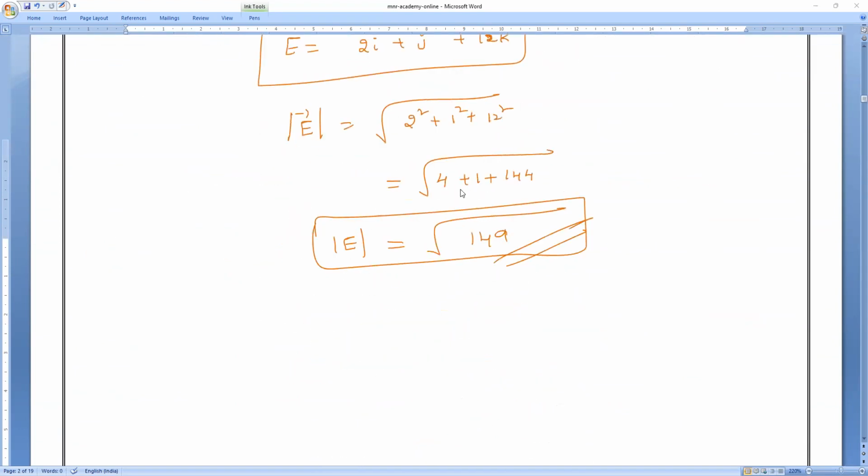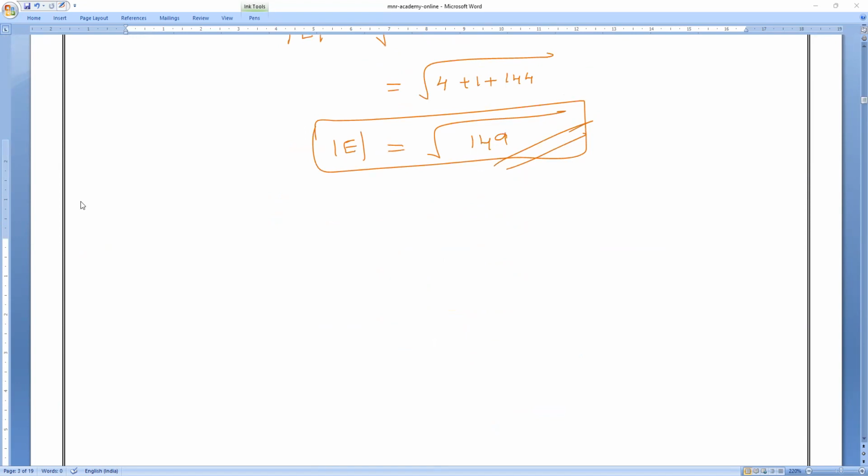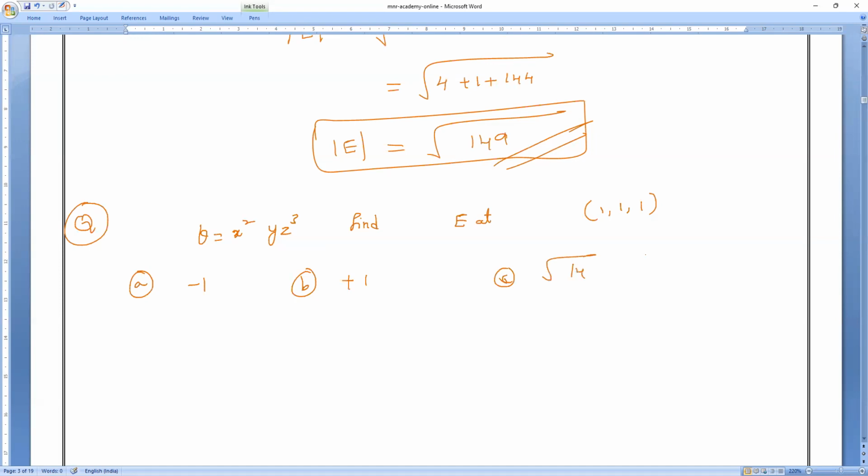Next. Unless you are showing interest, 11th is not easy. You already know what is happening. In 10th itself, I told you, 11th won't be like 10th. You have to work. Find E at 1, 1, 1. I'm giving options. Start doing it. Let me see who will say first. Option A plus 1, option B minus 1, option C root 14, option D minus root 14.